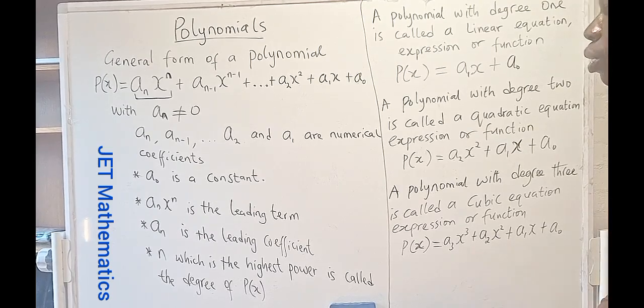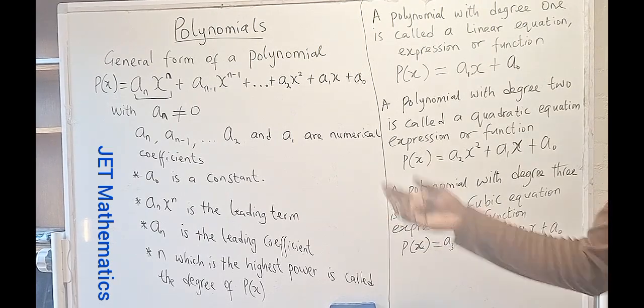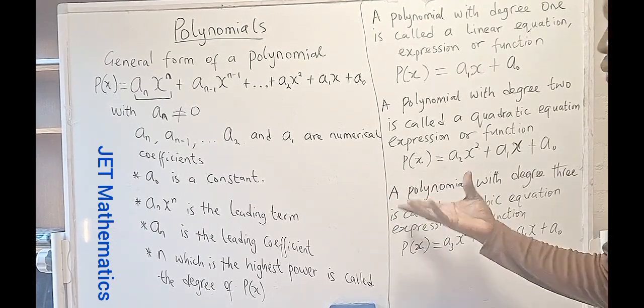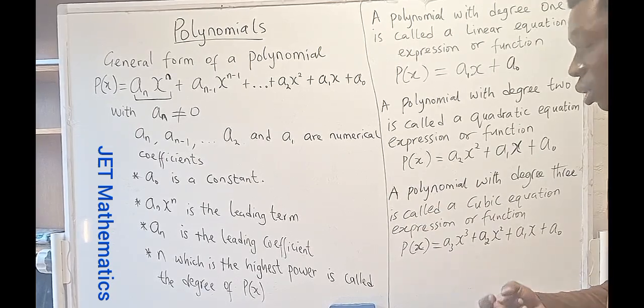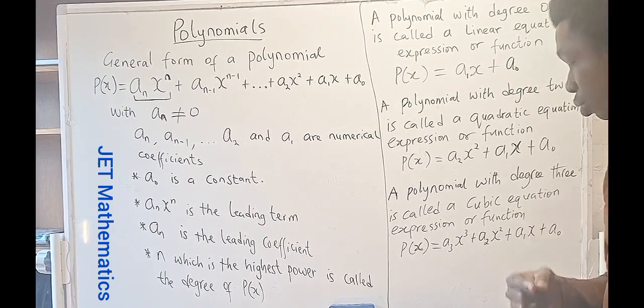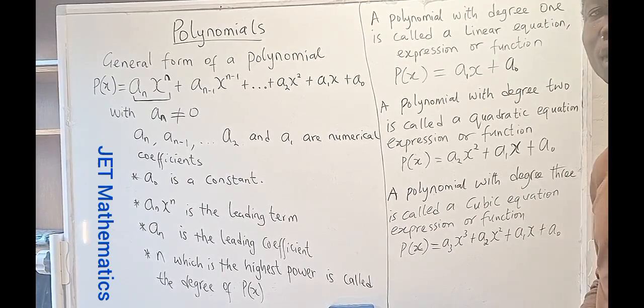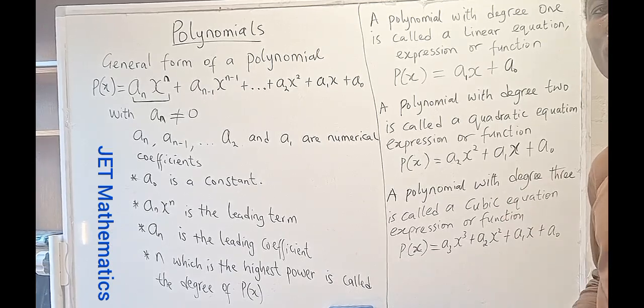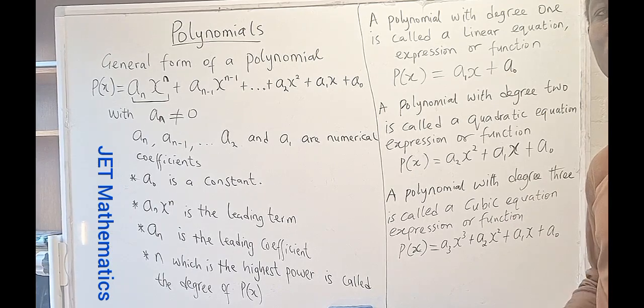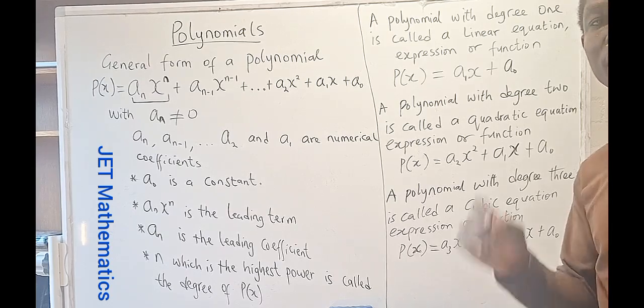All right, we'll stop here. In our next video, we'll see how we can solve some problems with what we've learned. But then, I want you to drop the answer to this question in the comment section. A polynomial of degree 4 is called what? What is the name of a polynomial with degree 4?